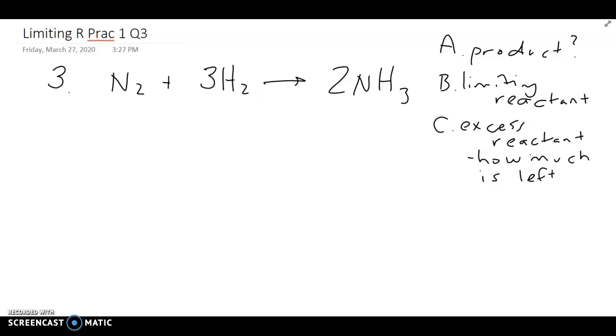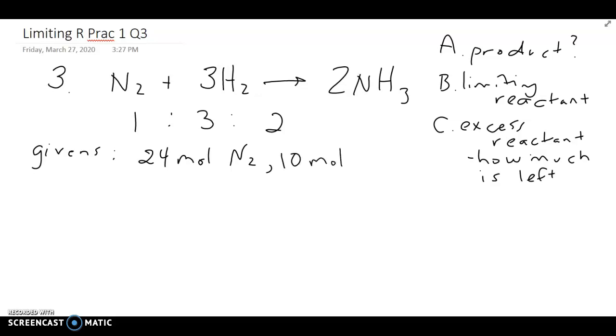Okay, so we have our equation here. Let's do our ratio. We have a 1 to 3 to 2 ratio. And our givens are, we have 24 moles of N2 and we have 10 moles of H2.